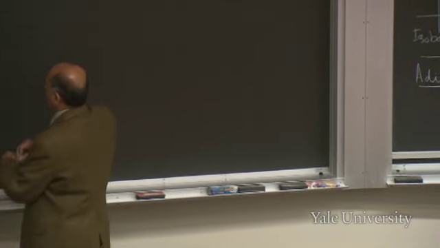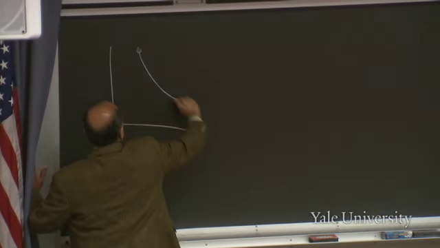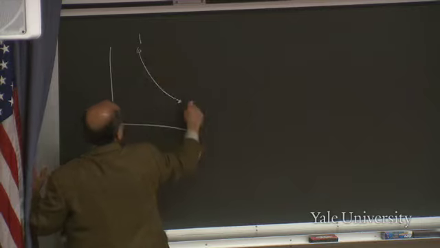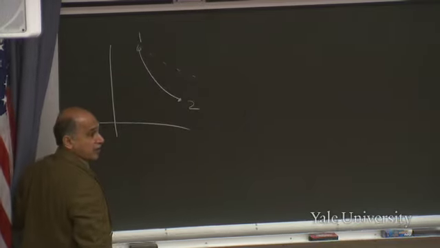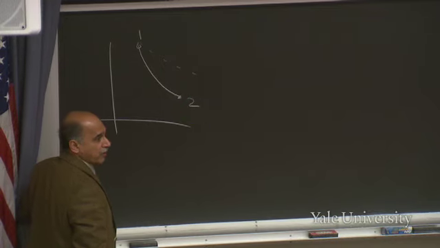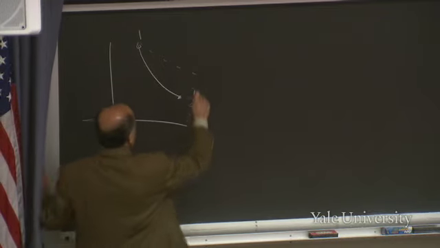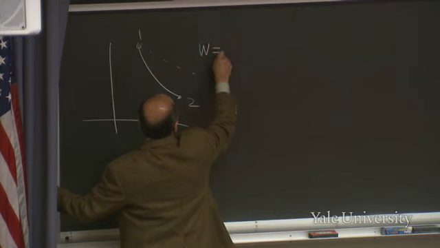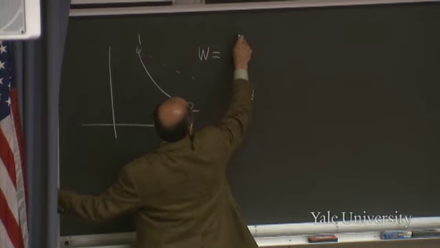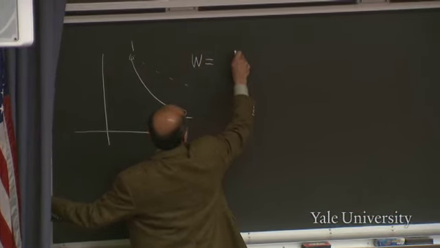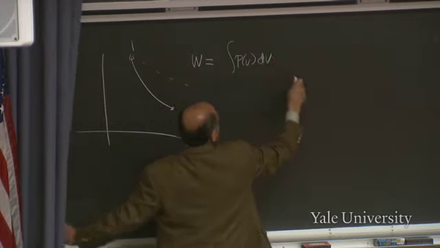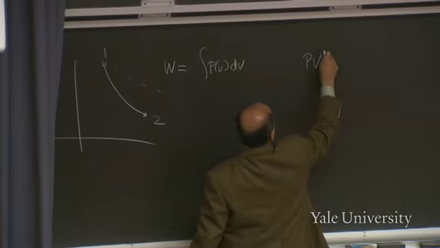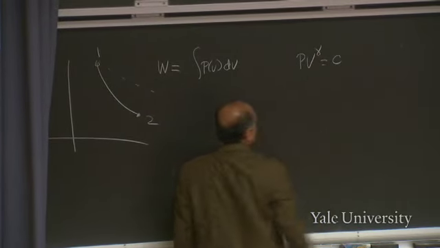I'm going to calculate the work done in an adiabatic process from here to here. This is 1, this is 2. This is not an isothermal, which looks like that. It's an adiabatic process. What's the work done in an adiabatic process? So let's calculate that. Work done is equal to the integral of P dV, P of V dV. But remember, PV to the gamma is a constant.